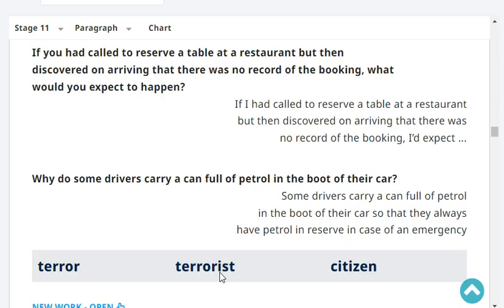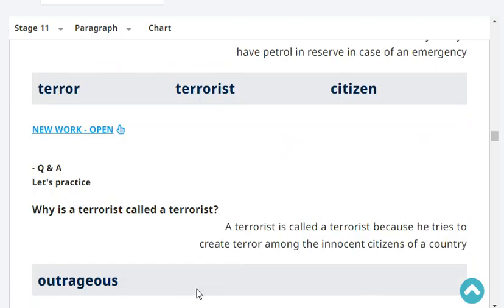Why do some drivers carry a can full of petrol in the boot of their car? Some drivers carry a full can of petrol in the boot of their car so that they always have petrol in reserve in case of an emergency. Very good.